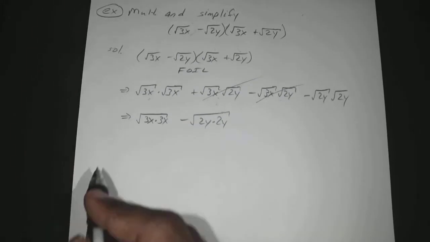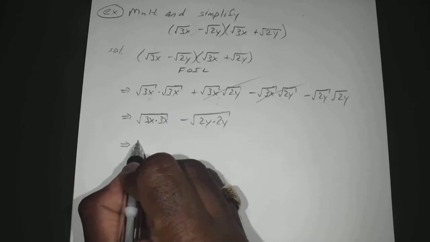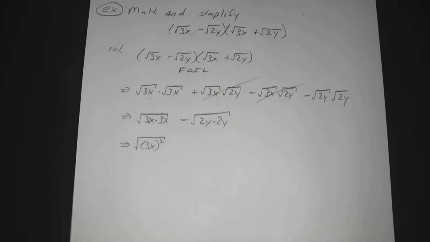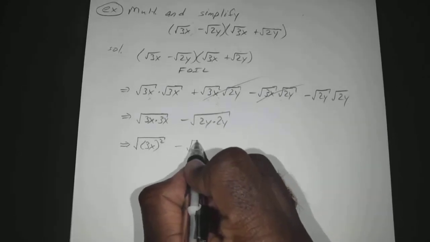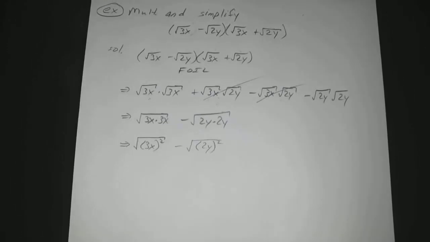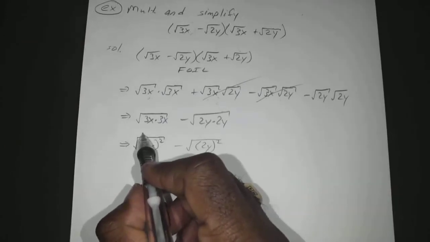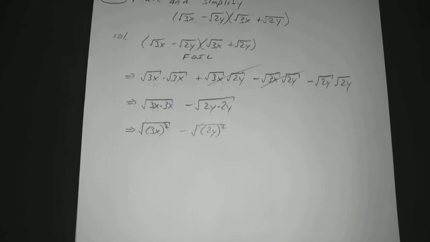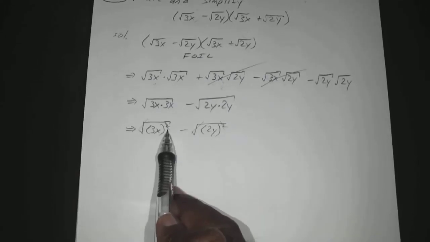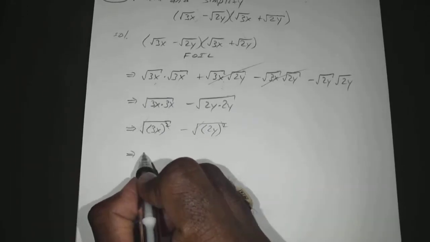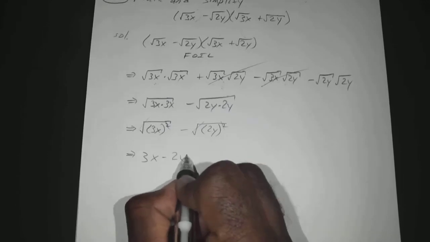Or you can just go ahead and rewrite that as the square root of 3x squared minus the square root of 2y squared. The reason I wrote it like that is because now it's set up to where your root and your exponent cancel out. Remember, this is just 3x squared to the 1/2 power, so those two would just cancel out. So you'd end up with 3x minus 2y.